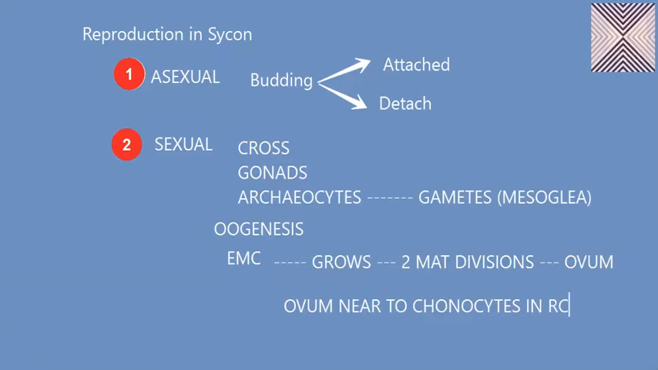Now these ova are ready for fertilization. So what they need is the sperms of the other sponge, because this particular sponge has sperms also, but those sperms are unable to fertilize these ova. So they need the sperms from the other sponge, as we have cross fertilization.